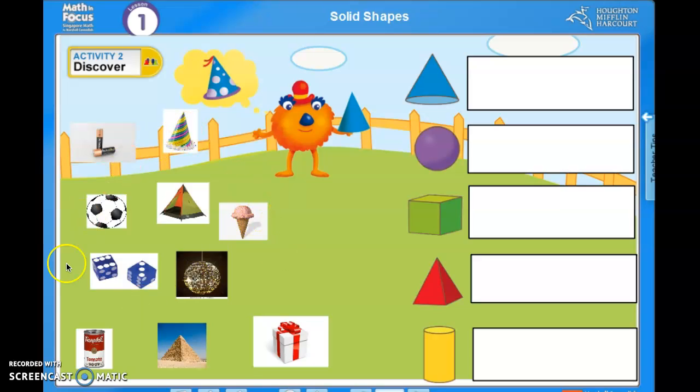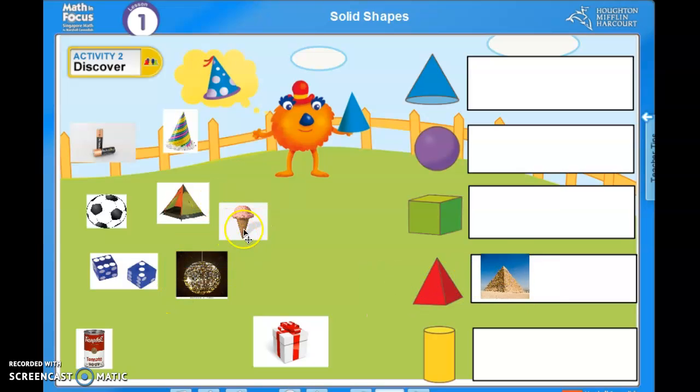All right, boys and girls, let's look at the pictures over here. We'll do an easy one first. What shape is the Egyptian pyramid that we can see right here? Is it a sphere? No. Is it a cube? No. Is it a pyramid? Yes, it has the same name.